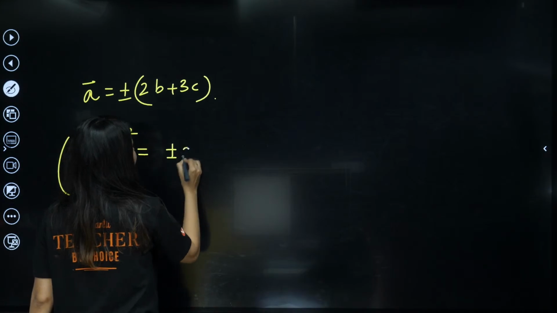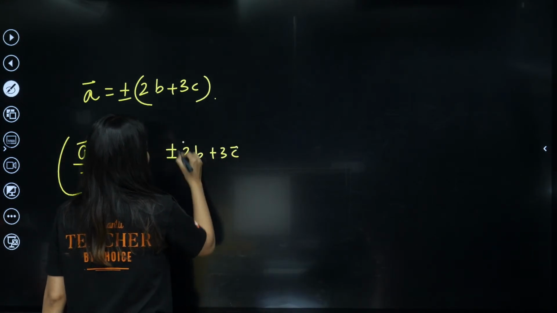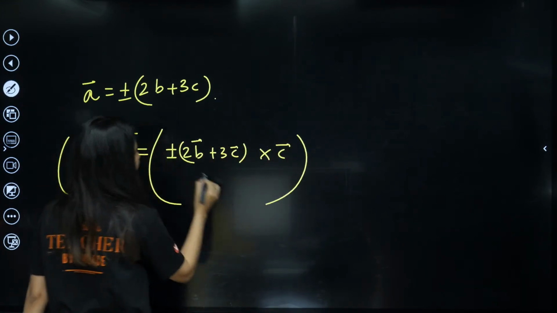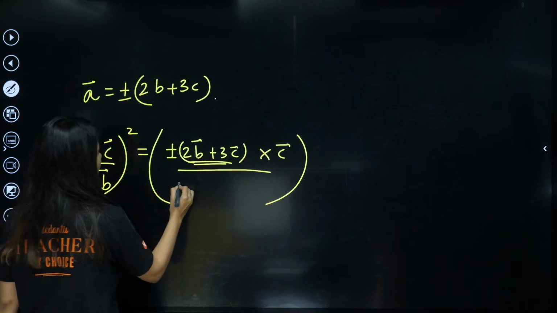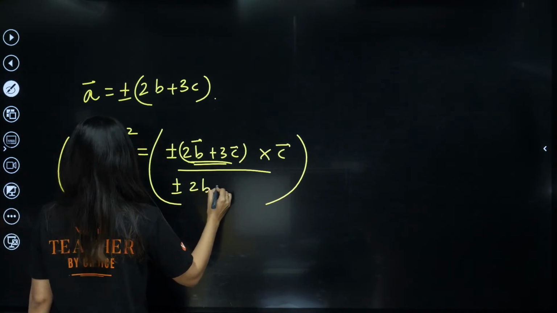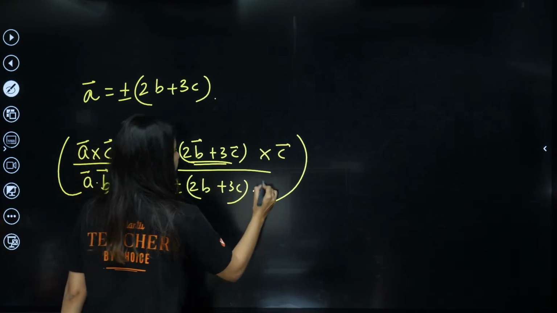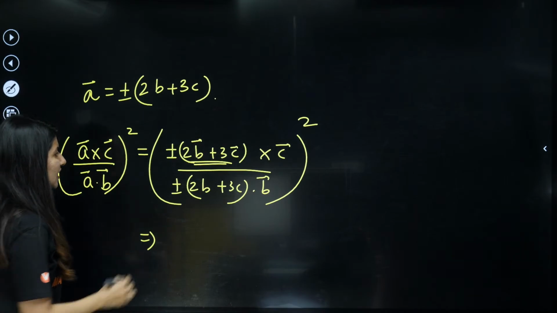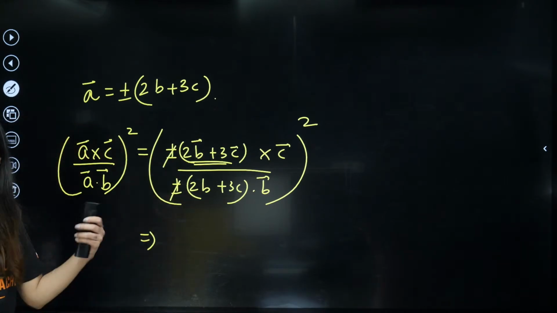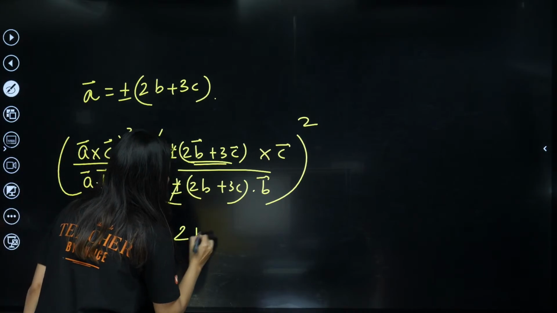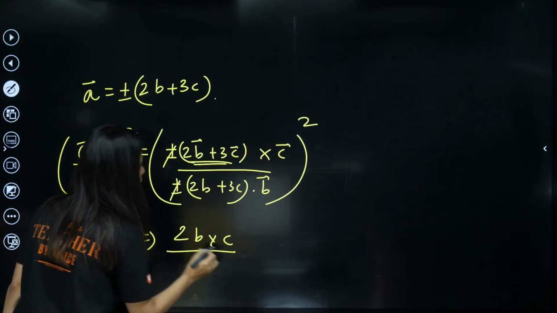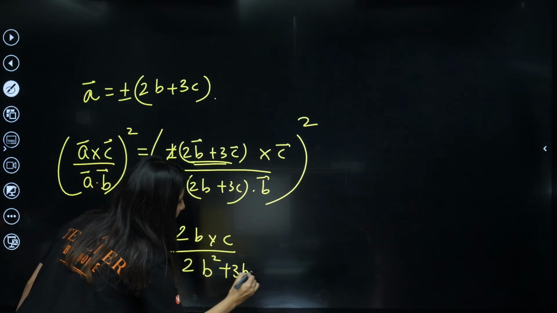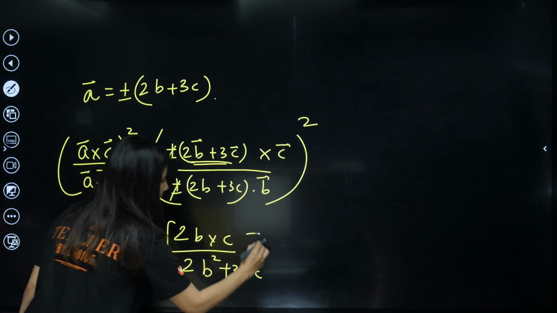So A vector would be plus minus 2B plus 3C, cross C vector, right? This is your A. A cross C upon A dot B. So plus minus 2B plus 3C dot B vector. Square is already there. So B cross C, right? Plus minus will be gone basically. Why? Because square is there. So 2B cross C, C cross C is anyway 0, the whole upon 2B square plus 3B dot C. And there is a square over here.